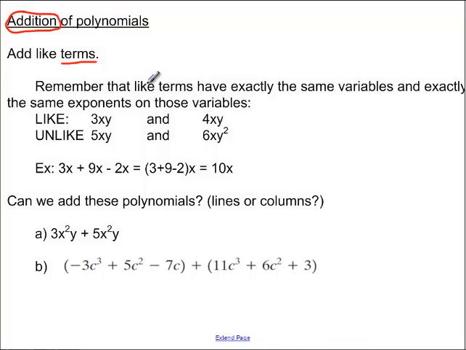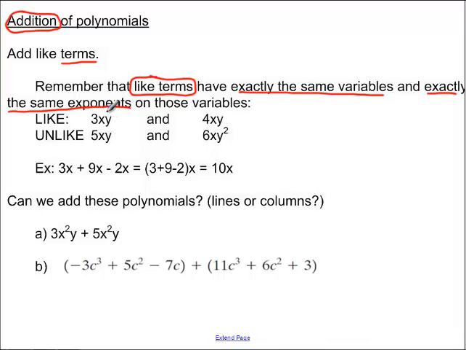So we need to refresh our memory too about like terms, because when we add polynomials, adding polynomials essentially means adding like terms. So we need to remember what like terms are. Like terms means that they have exactly the same variables and exactly the same exponents. That's going to be really important. So let's take some examples.